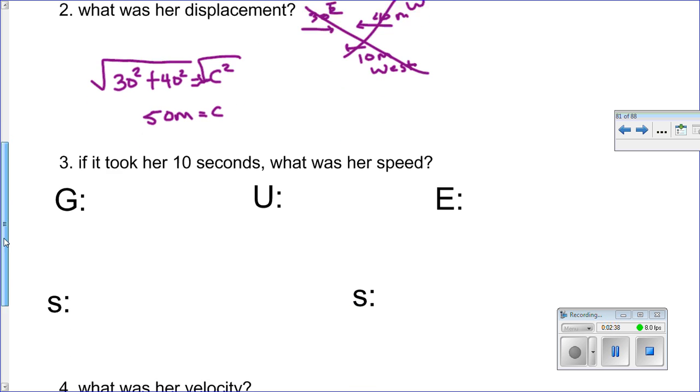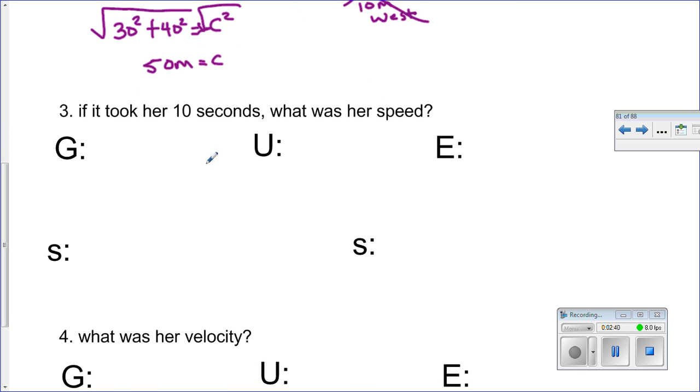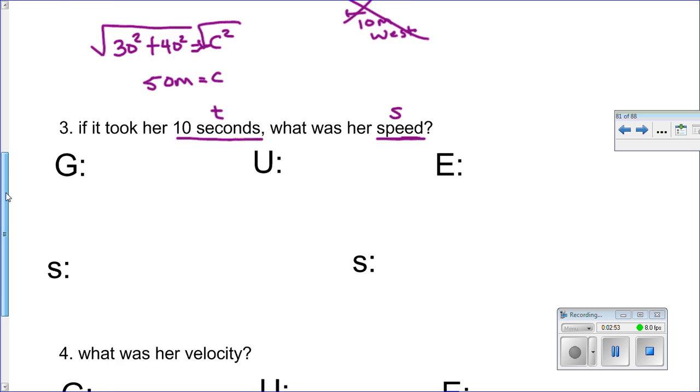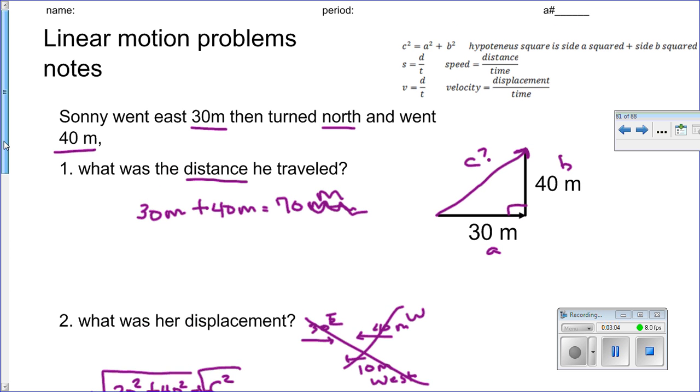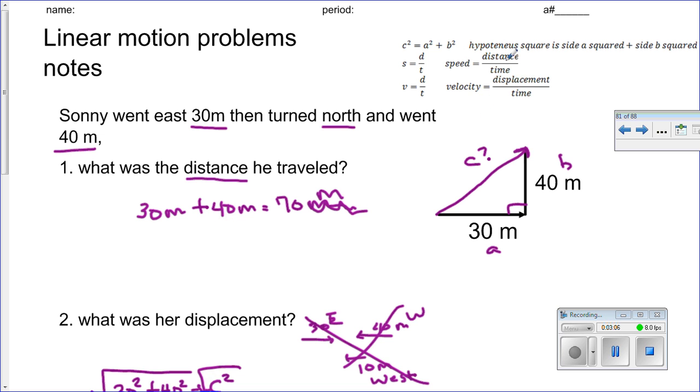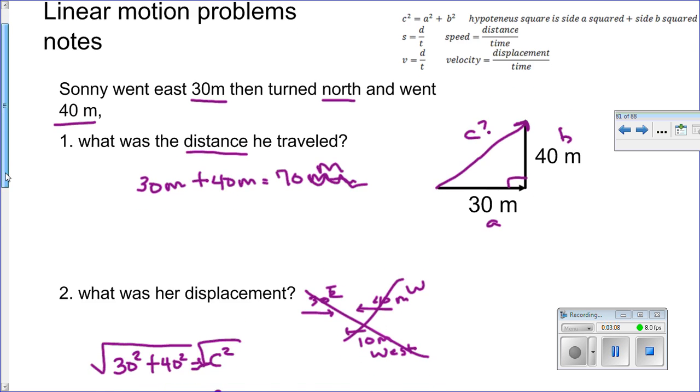Now, go ahead and use the GUESS method on this problem. If it took her 10 seconds, remember we underline all of our vectors. Here's my t. What was her speed? Speed is s, right? So let's look at our equations. What was a given that I had? This is a given right here. I also have 50 meters displacement as a given as well. 70 meters is distance. So be very careful, look at your equation, and then go ahead and try the GUESS method. Go ahead and pause it, try the GUESS method, and see if you can solve it.